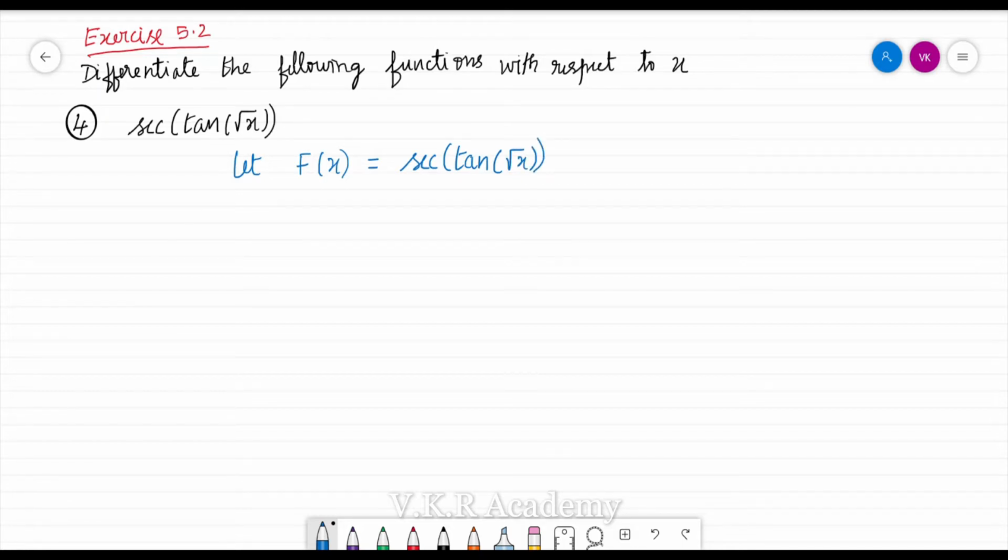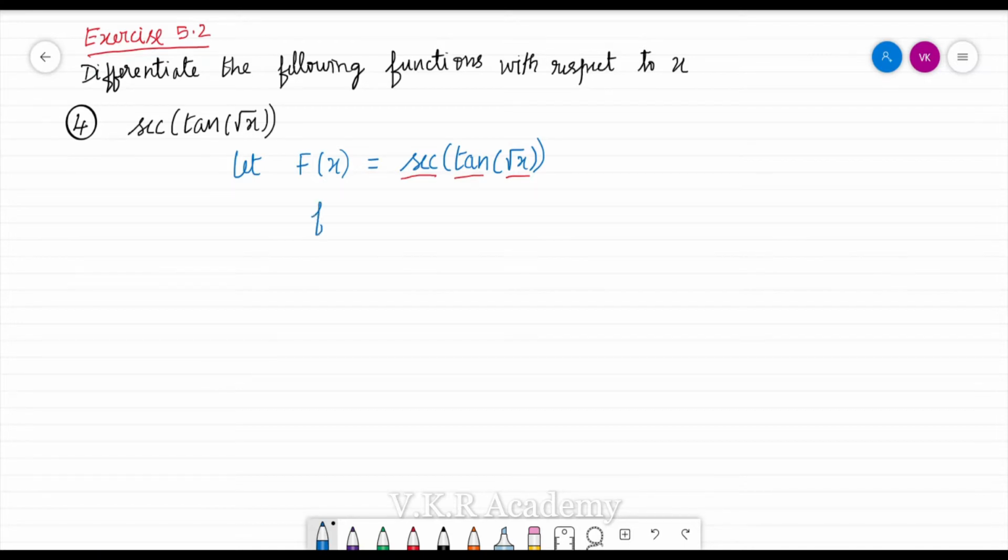So let's break this down into three simple functions. Unlike the previous problems, it is a composition of three different functions: two trigonometric functions, secant and tan, and an algebraic expression, root x. We have assumed the capital F of x to be the given question.